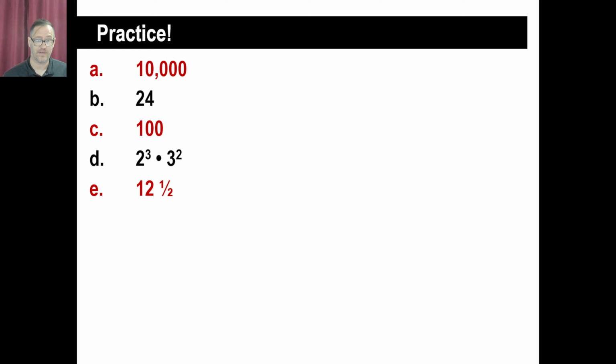Okay, number 1, 10,000, right? 10 times 10 times 10 times 10. B, you should get 8 plus 16, which is 24. C, that'll be 4 times 25, which is 100. D, that's going to be 2 to the 3rd power times 3 to the 2nd power. In other words, it's 8 times 9. You got 2, 2, 2, 3, and 3. That should be in your factorization. All right, try E. That's going to be 12 and 1/2, of course. F, 1 and 1/4.